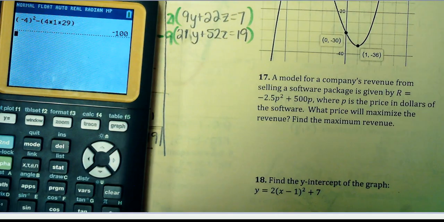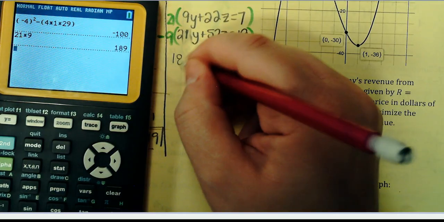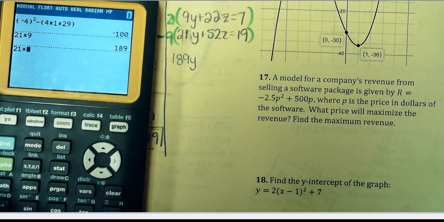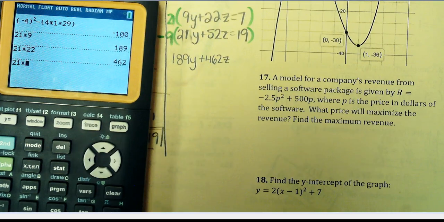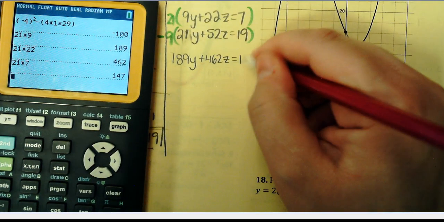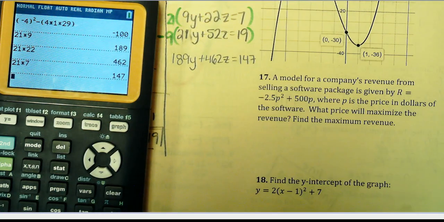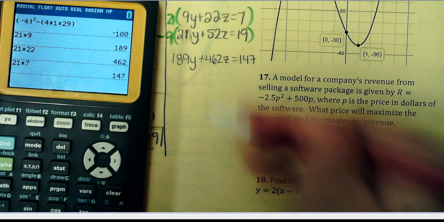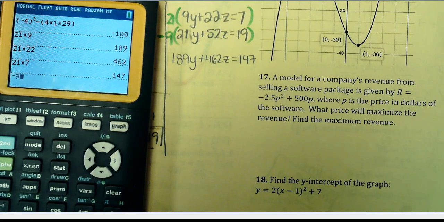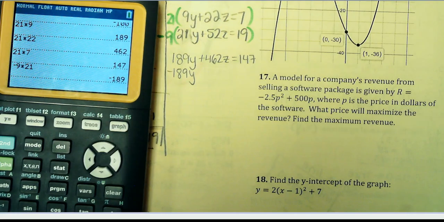So let's do 21 times 9. That would give us 189y. 21 times 22 is going to give you 462z. And 21 times 7 is going to give you 147. Okay, now the bottom line, I'm using -9 so that my y's will be opposites, and I can just add the bottom line to the top line after I construct that. So if you do -9 times 21, you should see it should be -189y, which is what we want, so we can cancel those out.